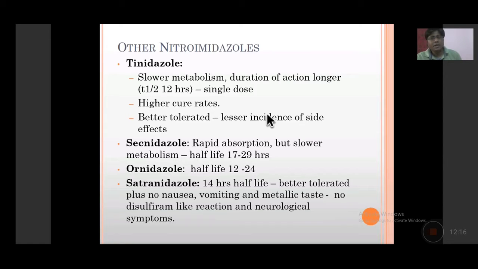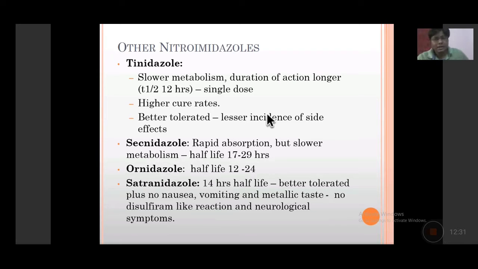So nowadays the practitioners are using tinidazole more than metronidazole. Then comes secnidazole, and there is nothing much about it. It is again rapid absorption but slow metabolism.